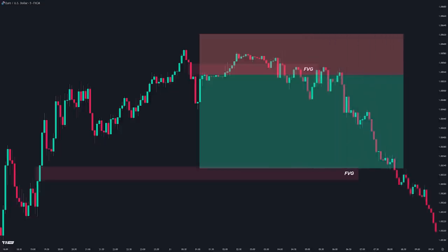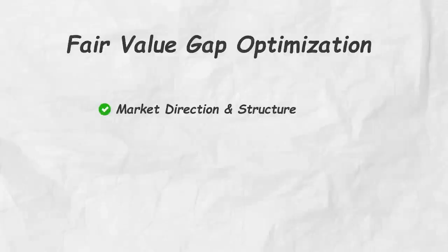Now that we've discussed market direction and structure, let's move on to another key factor that can significantly improve the success rate of fair value gaps: liquidity.